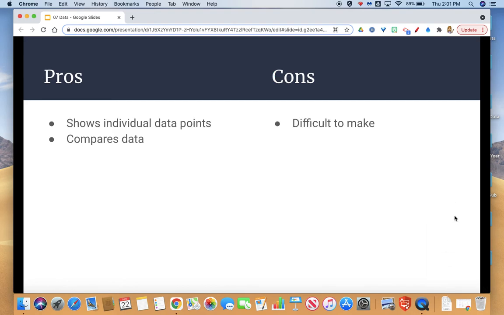Some pros and cons to circle graphs. Some pros: we can see individual data points. It helps us compare the data. Cons: it's pretty difficult to make these. There's just a lot of steps to the process.